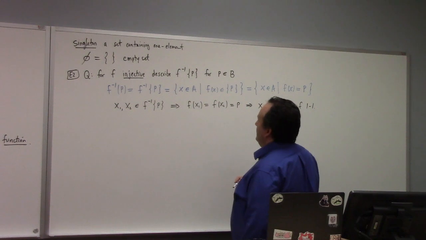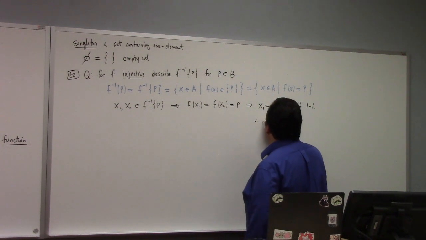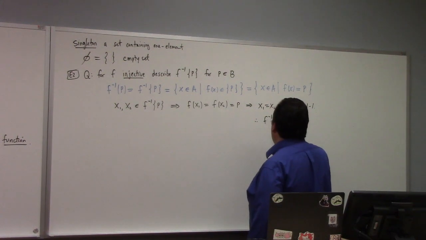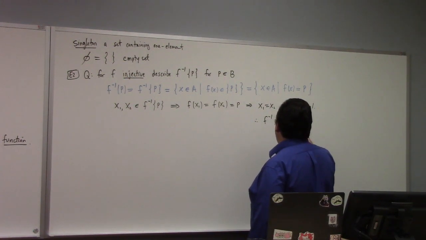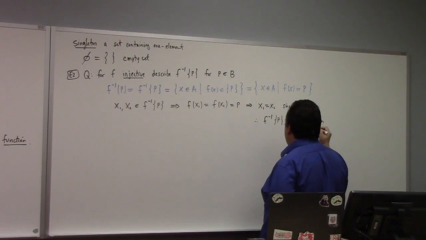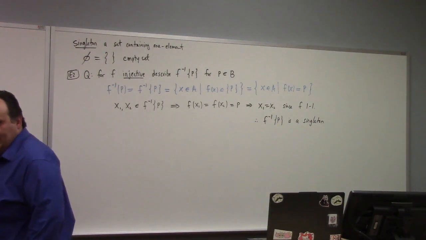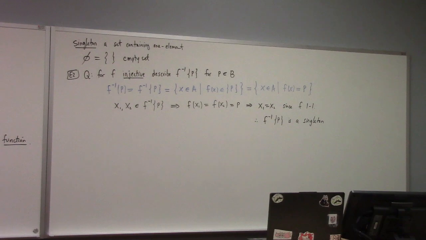So can you describe the inverse image of a singleton? What is it? So therefore, the inverse image of a singleton is a singleton, right? Do you believe me? Yes. Or have I trapped you? Because in fact, this is only sometimes true, even for a one-to-one function.